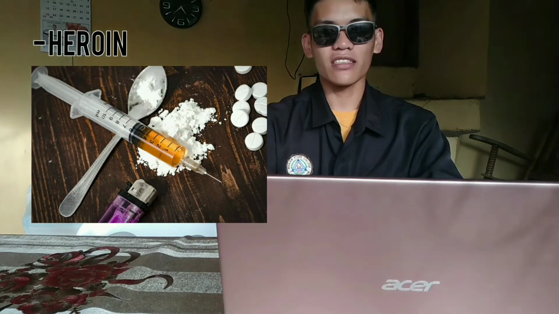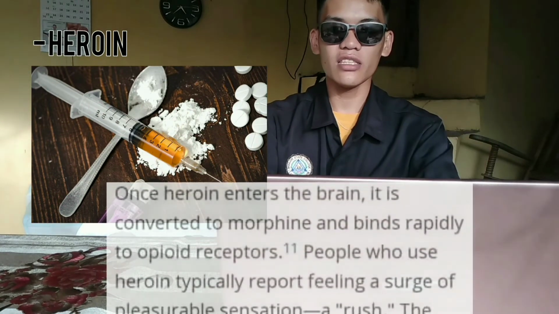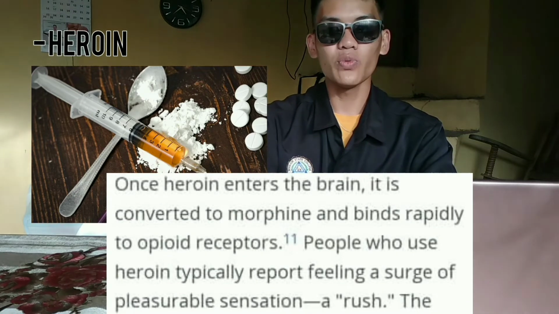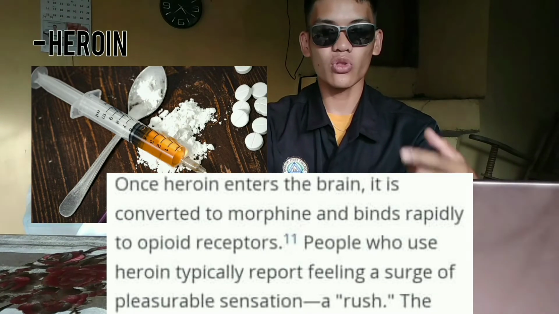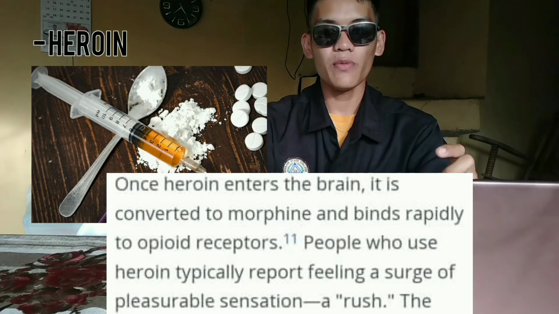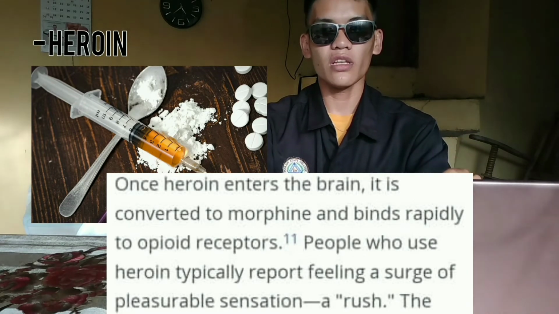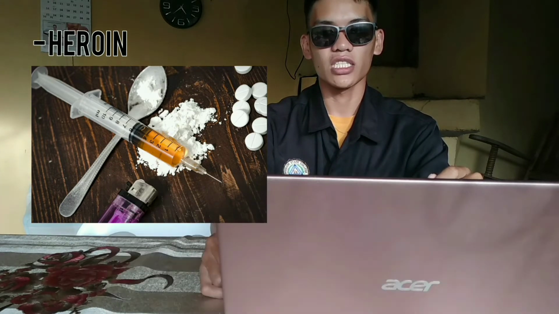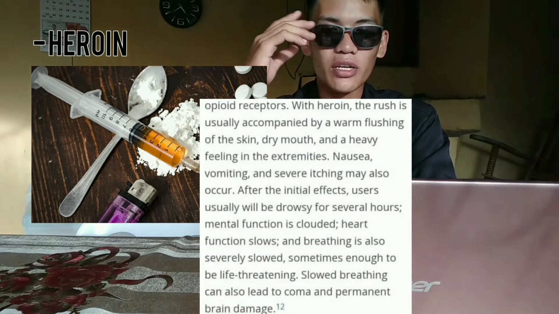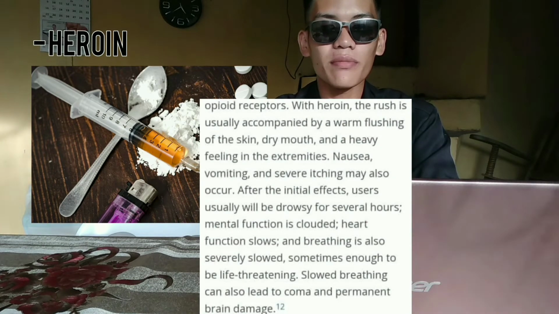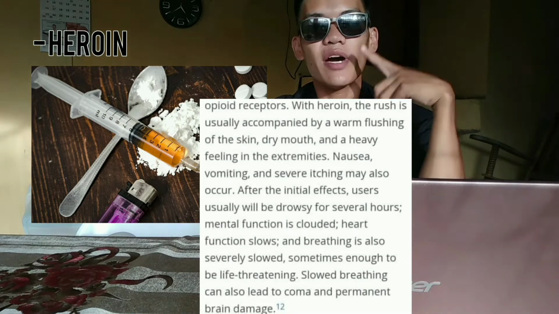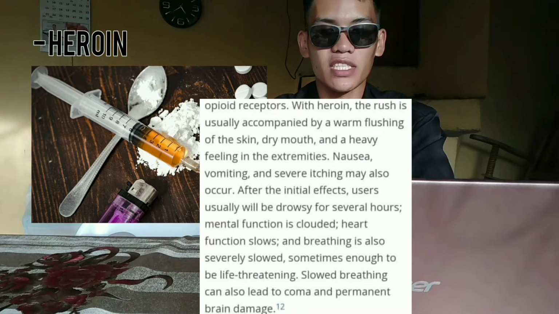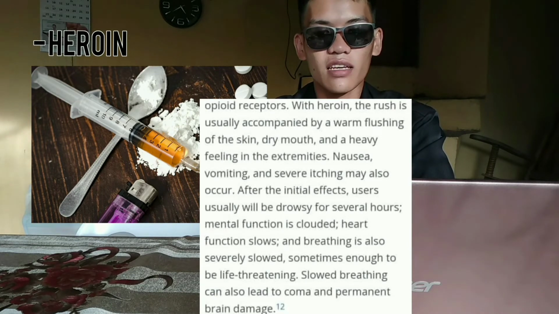There are side effects of heroin. Once heroin enters the brain, it is converted to morphine and binds rapidly to opioid receptors. People who use heroin typically report feeling a surge of pleasurable sensation, or a rush. With heroin, the rush is usually accompanied by a warm flushing of the skin, dry mouth, and a heavy feeling of the extremities. Nausea, vomiting, and severe aching may also occur.